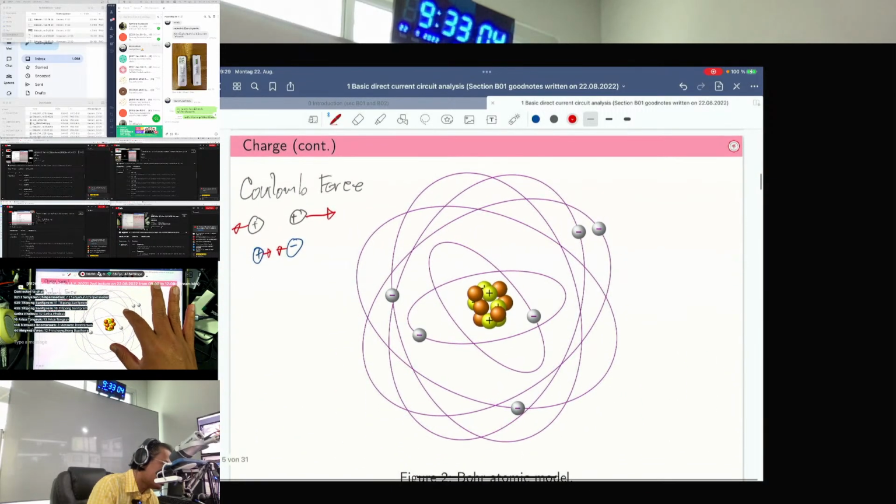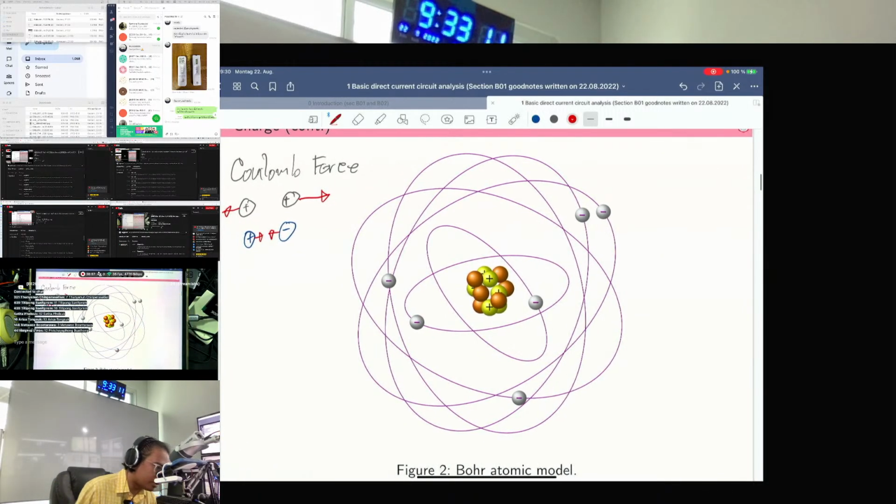But it's not the main force that we will deal with in this subject. This subject will talk about the effect when an electron is gone away, forced to go away from this atom. The force that tries to compel or push the electron out of the atom is like an electric field and so on.